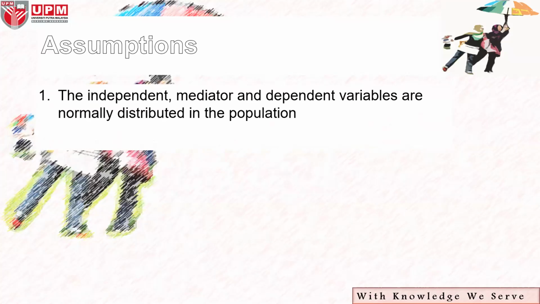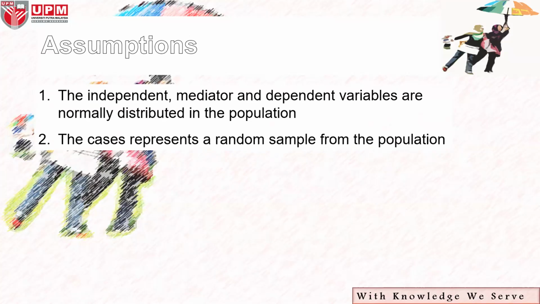Okay, assumptions. First, the independent, mediator, and dependent variables are normally distributed in the population. Okay, and then the cases represent a random sample from the population. Okay, dua kriteria je. Okay, simple.